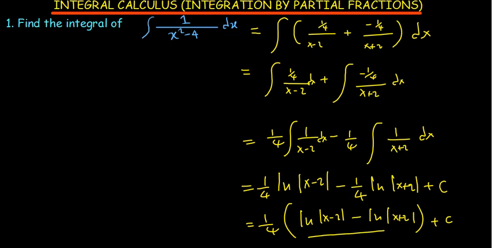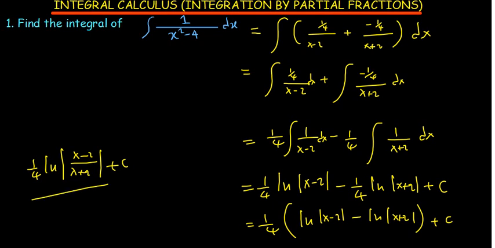Now when you've got two logs subtracting and they are in the same base, we just divide the terms. So that will be 1 over 4 natural log of x minus 2 divided by x plus 2, plus a constant C. We are using absolute value because we always want our term to be positive and never negative. So that is it for this one. This is going to be the answer.